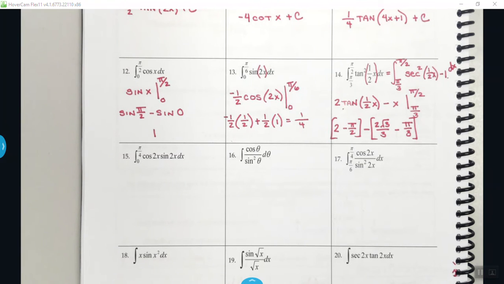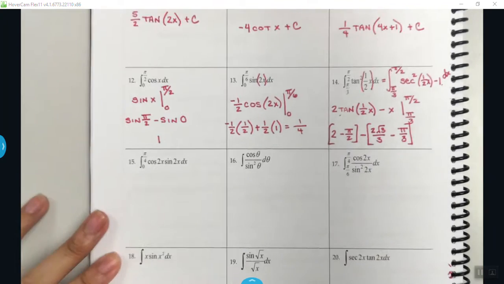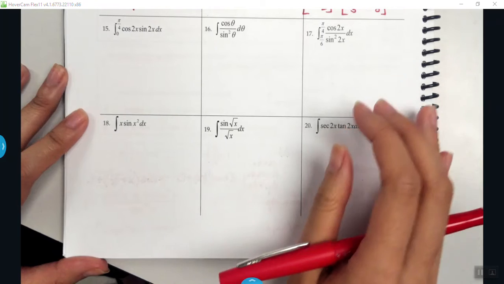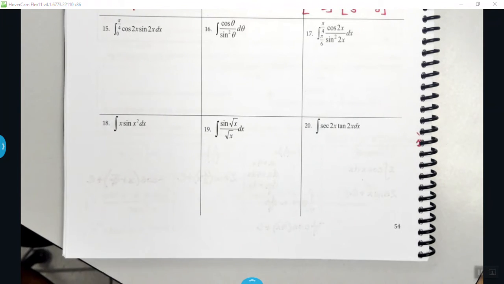Okay, now we're into some heavy duty integration here. What do you think I should do for 15? There's many ways I could do it. Pick a way and let's try it. Anybody can pick a way.